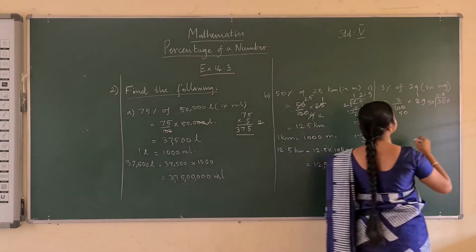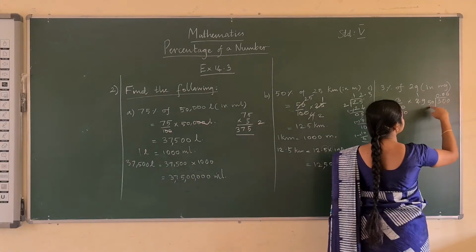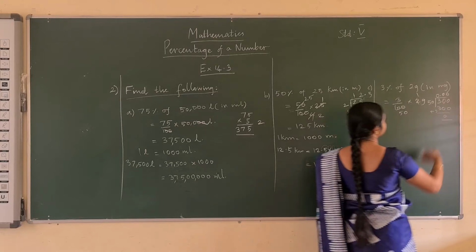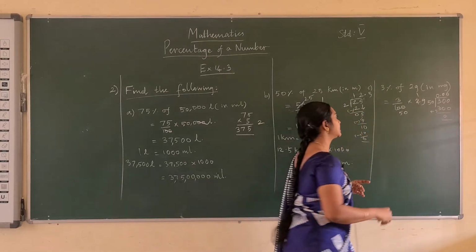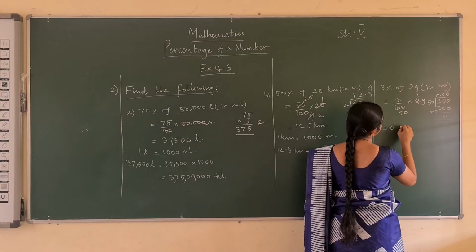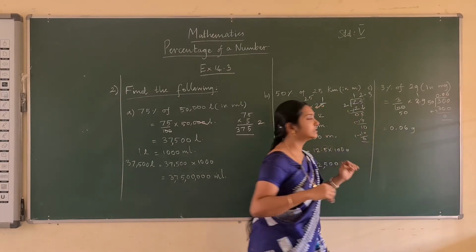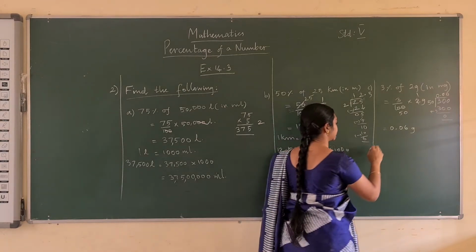Now we can divide. 6 into 50 is 300. 300 minus 300 is 0. So the answer is 0.06 gram. We have to convert gram into milligram.